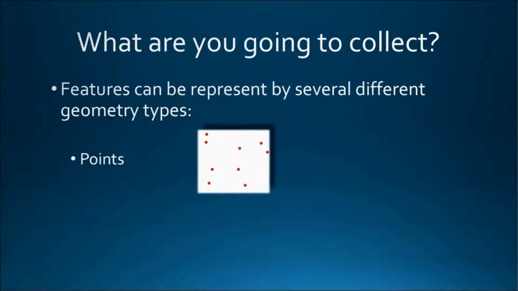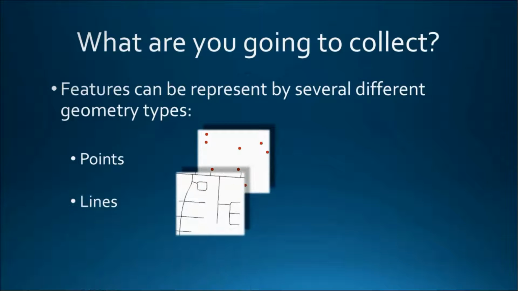So first of all, we have points. Points are good for things like trees, fire hydrants, which we'll be doing. Depending upon how much detail you need, they might even be useful for things like buildings, if you just need a point that you can locate for an address. Other things are represented as lines: roads, sidewalks, streams. Those are the kind of common things that we use lines for, pipelines, things like that.